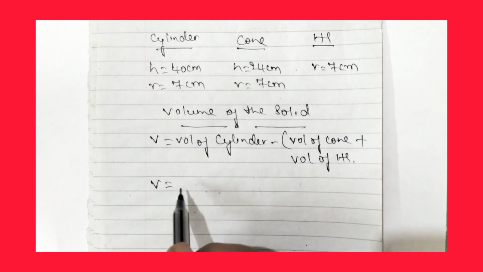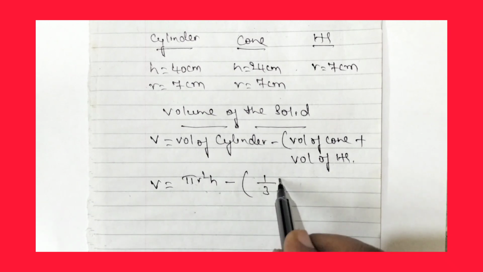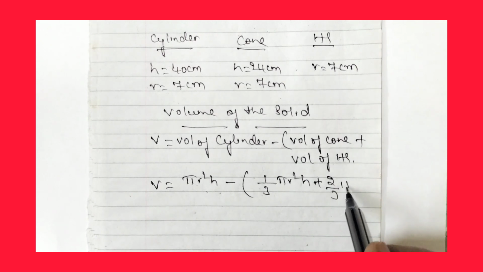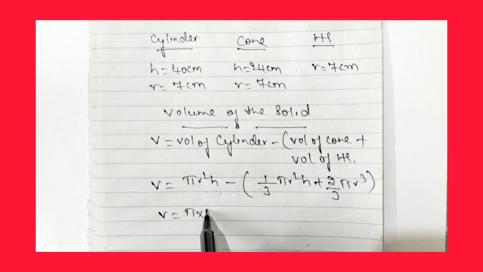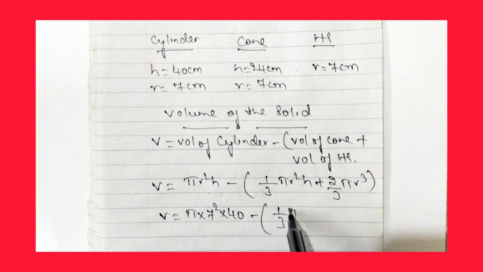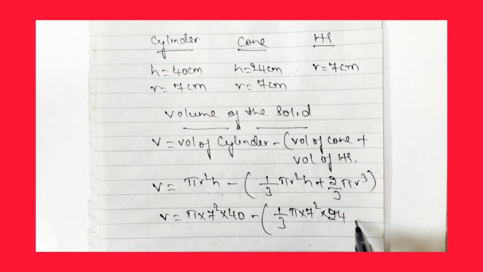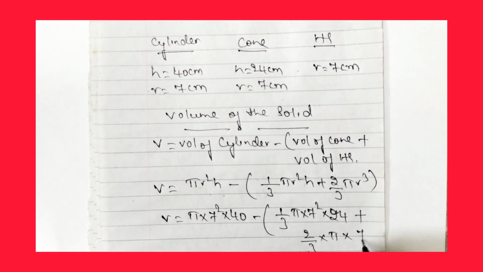So volume of solid is equal to volume of cylinder, pi r square h, minus volume of cone, 1 by 3 pi r square h, plus volume of hemisphere, 2 by 3 pi r cube. So V is equal to pi. If you take pi as it is, you write down, into r square, 7 square, into height 40, minus 1 by 3 pi into r square, 7 square, into h, where h is the height of the cone, which is 24, plus 2 by 3 into pi into radius 7 into 7 into 7.